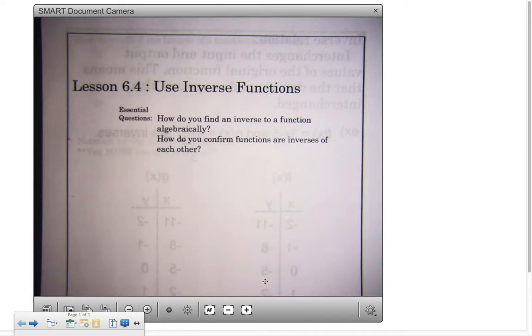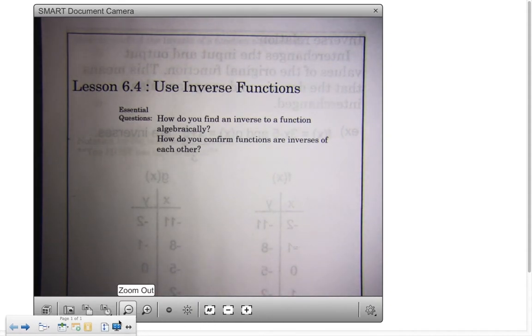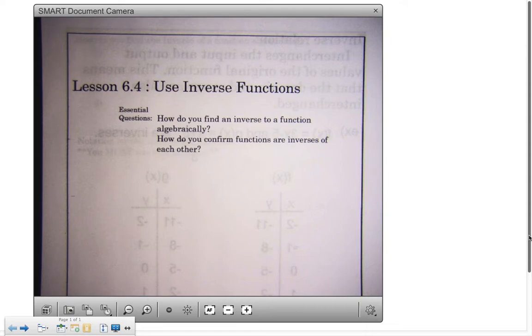Alright, in this chapter, we're going to look at inverse functions, and you guys are going to find the inverse of a function by hand, and we're also going to graph a function and its inverse.